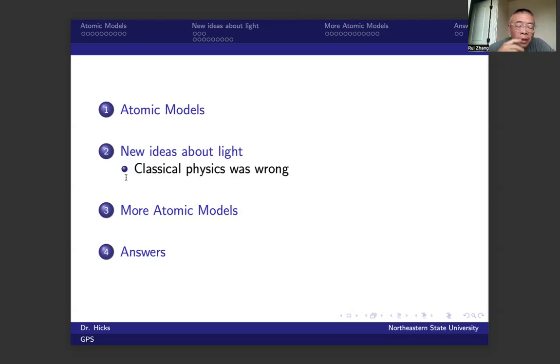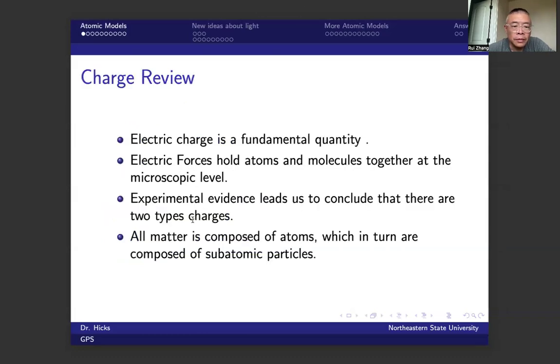So this is how the PowerPoint slides are organized. We start by talking about different atomic models, and then we talk about this new idea about light, and then we make some correction to the model based on this new idea, which brings us to the most up-to-date model. There's also some review about charge. Just keep in mind the electric charge is a fundamental quantity, and when you have an electric field, it can exert an electric force on the charge.